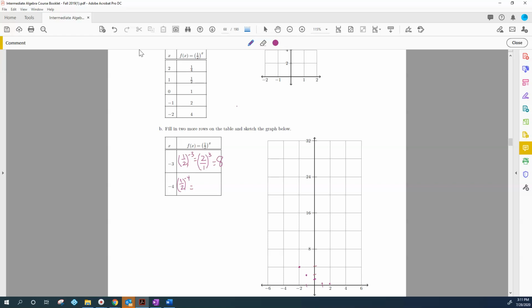Similarly on this one, since it's a negative exponent, we're going to flip what's inside and then raise it to a positive 4th power. So that will give us 16. So when I'm looking at this, I'm going over to -3 and up 8, and then over -4, up 16. Do you see how it is again getting really, really close to the x-axis, or that line y equals 0, but it's never going to touch it? So there is an asymptote there.